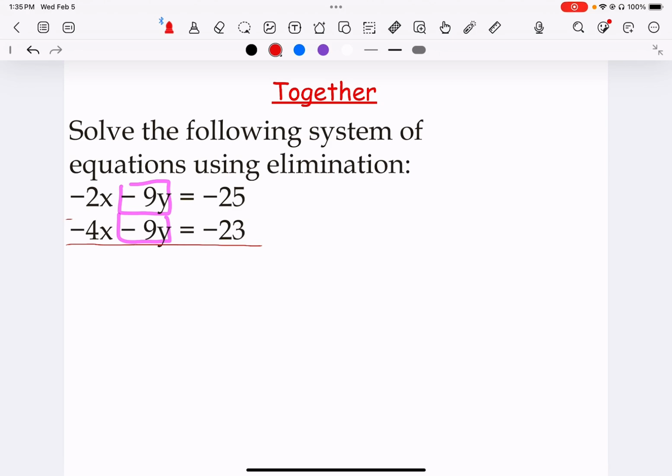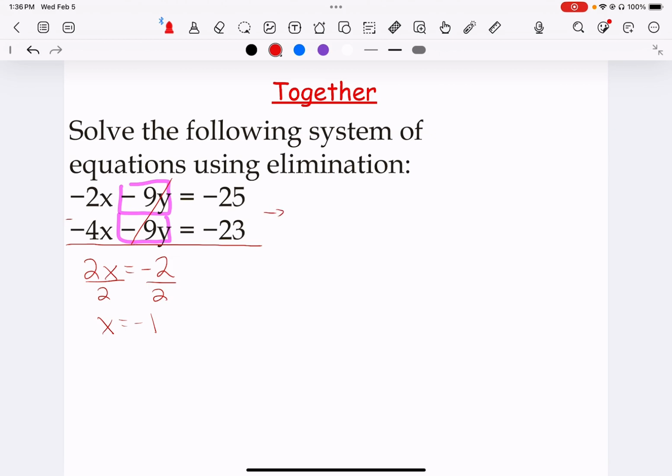-2x minus -4x is 2x. -9y minus -9y is 0. And then -25 minus -23 is -2. So now I'm just left with one equation with one variable, and I can divide both sides by 2, and I'm left with x is equal to -1.